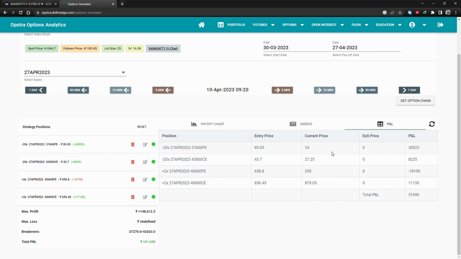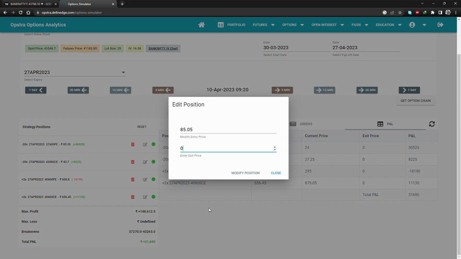So I'm going to square off both the positions, and I'm going to add new positions around 0.08 delta, as well as add put and call positions on the buy side also, with two lots. So let's book the profit.